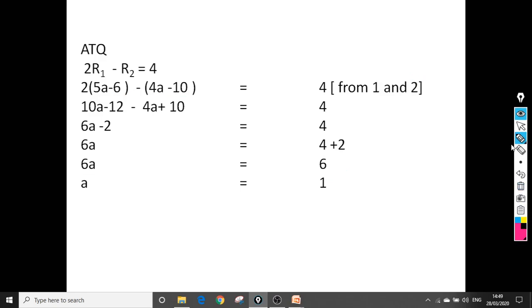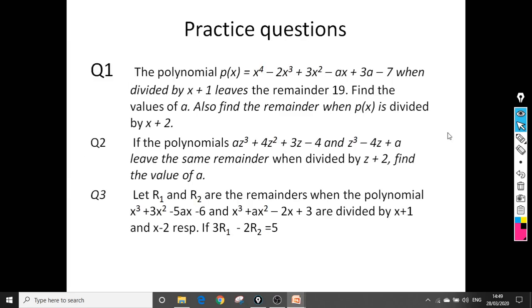This question is certainly an important question from this topic, remainder theorem. Now here are some practice questions related to the concept. 3 questions you have to try.